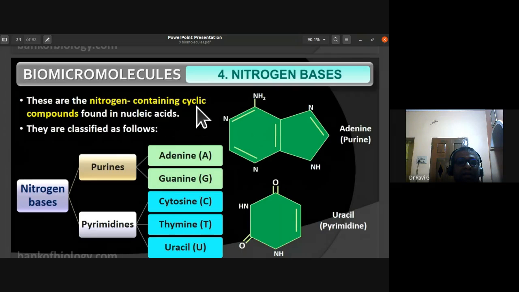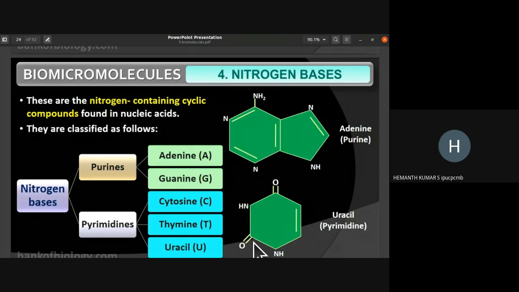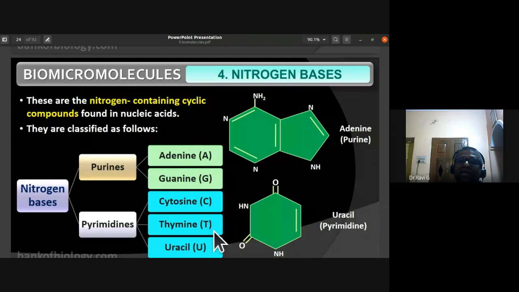So the nitrogen containing cyclic compounds are found in nucleic acids. They are classified as purines and pyrimidines. Purines consist of adenine and guanine. Adenine is denoted by A, guanine is denoted by G, and pyrimidines have only a single hexane structure. You can notice it. Cytosine, thymine, and uracil are examples for the pyrimidines.